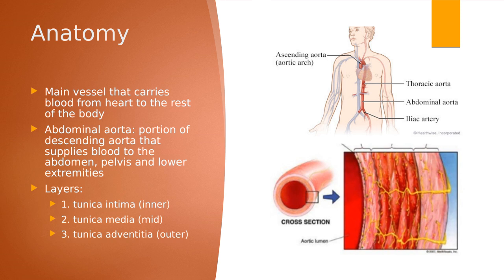If we were to be in an echo program, we would be looking a lot more at the ascending and the thoracic aorta because echo looks at the heart and looks at the chest, but we don't. So we are going to be focusing on the abdominal portion.